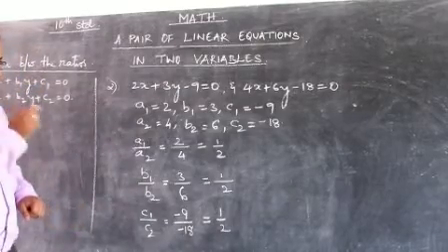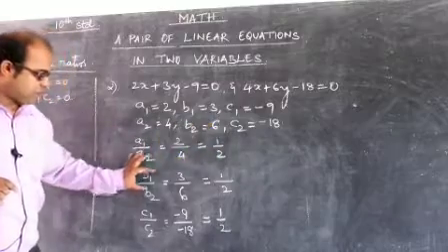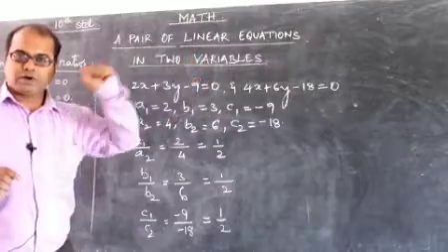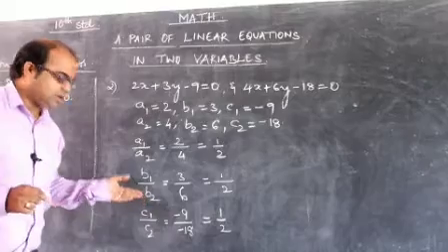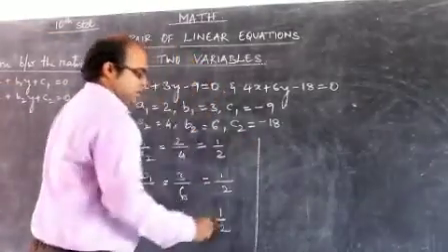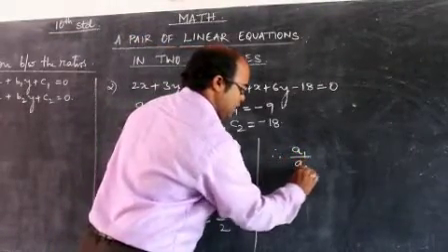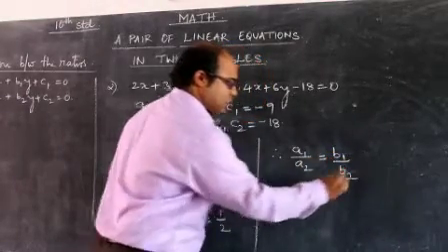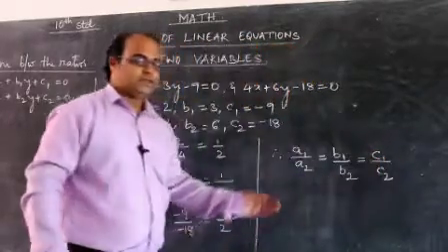Now if you observe carefully, A1 by A2 is 1 by 2, B1 by B2 is 1 by 2, C1 by C2 is also 1 by 2. So what did you understand? What is the relation here? The relation is that all these three ratios are equal. I am going to write it here. The relation is therefore A1 divided by A2 is equal to B1 divided by B2, that is also equal to C1 divided by C2. So this is the second relation.